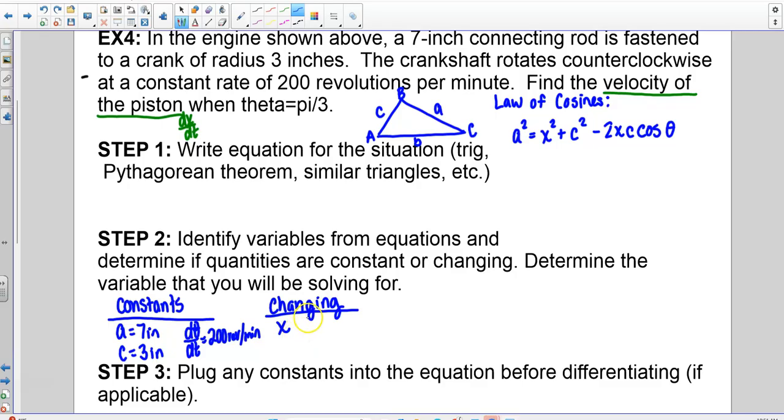X is changing, theta is changing for this. We need to find, we did talk about that, we need to find dx dt. We need the speed of the piston, or velocity of the piston, when theta equals pi over 3.